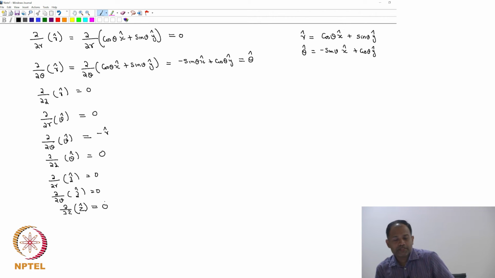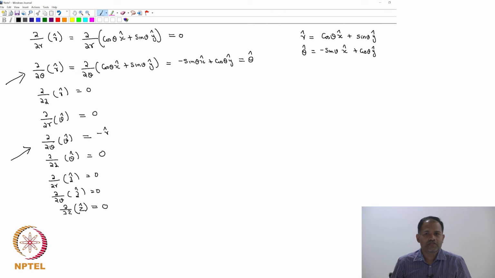So, this is how the unit vectors are changing in the cylindrical coordinate system. There are two non-trivial quantities: one is del by del theta of r cap, another is del by del theta of theta cap. And that can bring in some additional terms whenever you talk about spatial gradients. That's okay. Any doubts?